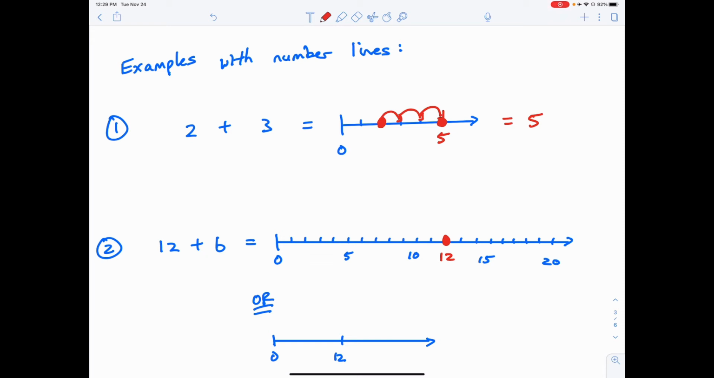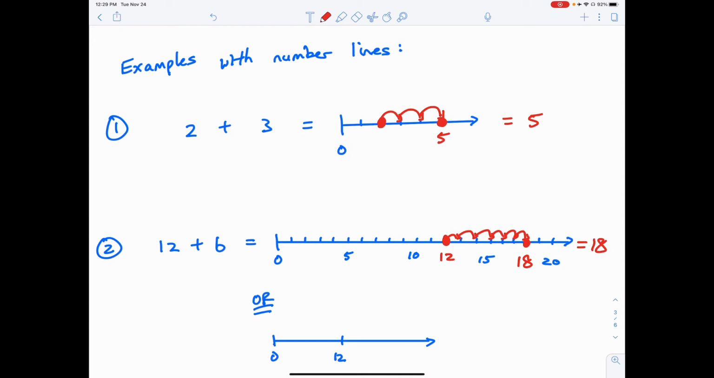Plus 6 means I go 6 to the right. So again, 1, 2, 3, 4, 5, 6. So here, this is our stopping point, and if we counted that, we'd be at 18. So the answer here would be 18.